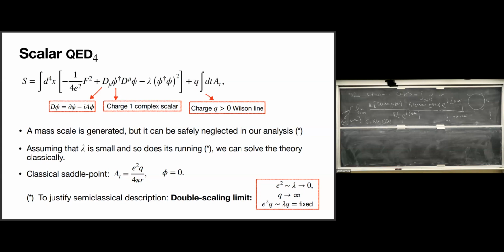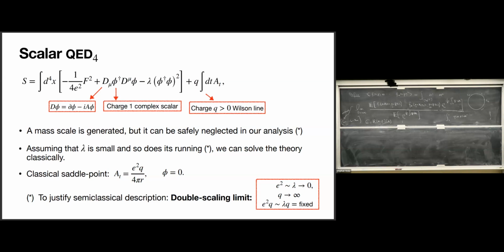Here, E runs and lambda runs. And okay, there's the definitions. This is charge 1, complex scalar field, and this is the charge Q Wilson line. So E runs and lambda runs. So it's not a CFT. But for our purposes, we can treat it as if it is a CFT.